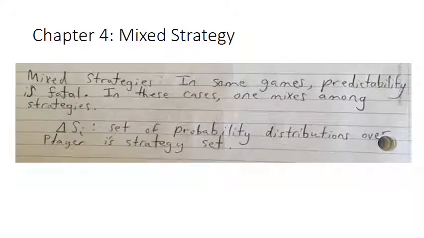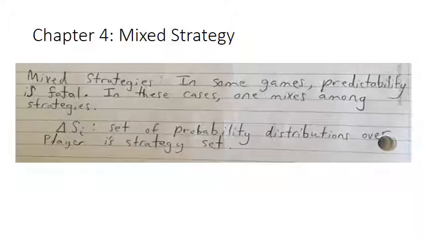Now we will discuss mixed strategies, the topic of Chapter 4. Well, what are mixed strategies? In some games, predictability is fatal. So if you're a baseball pitcher, you don't want to pitch the same pitch at the same speed every time. So in these cases, one mixes among strategies.